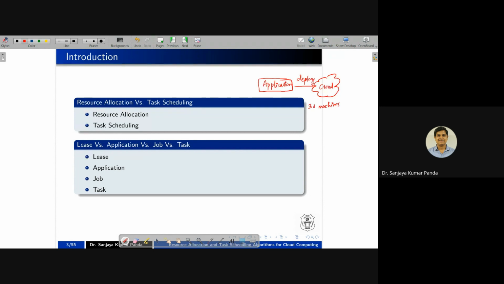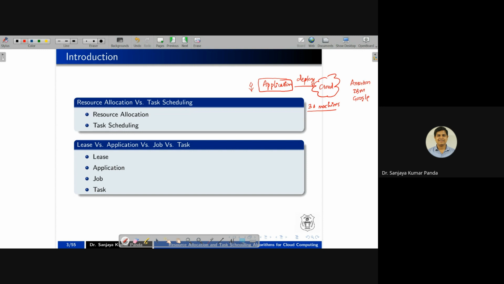If a particular cloud service provider, let it be Amazon, or IBM, or Google, provides 30 machines to a user to run their application, that is said to be the resource allocation. So 30 machines are called the resources. Whether they need computational resources or storage resources, that is provided by your cloud service provider. Once these resources are allotted to you, we call that resource allocation.